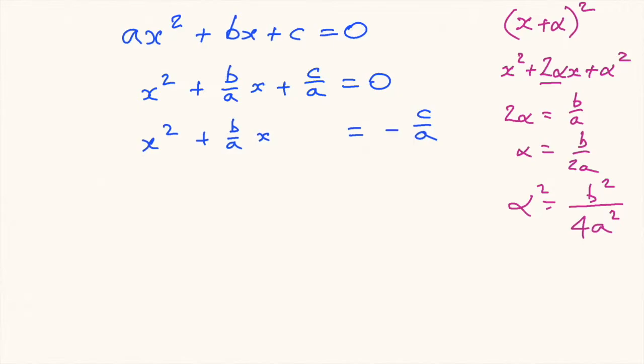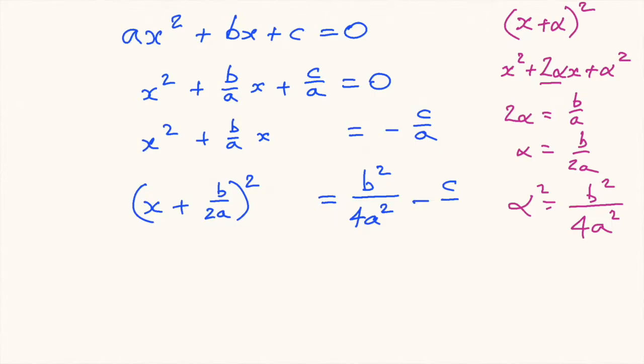Let's substitute some values in. So if we take x squared plus b over a x, and we consider this as x plus alpha, well, alpha is b over 2a, squared. And if I expand x plus b over 2a all squared, I do get x squared plus b over a x, but I also get the alpha squared term of b squared over 4a squared. And therefore I need to also add b squared over 4a squared to the right hand side.